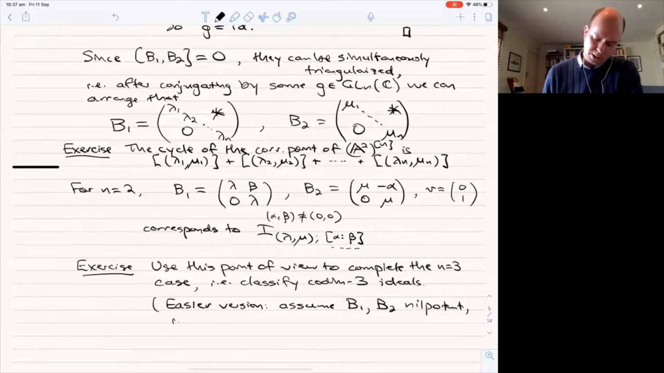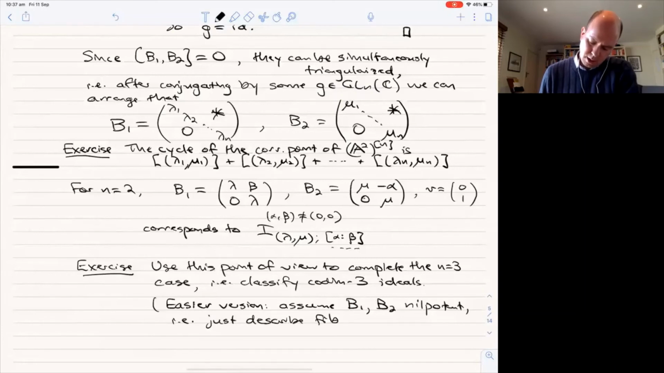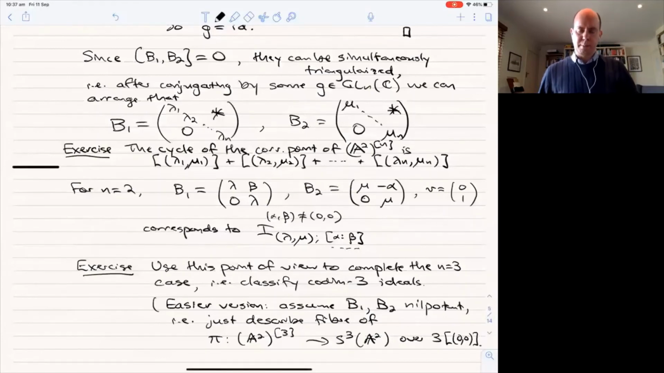So in other words, you're just describing what Emily said was called the punctual Hilbert scheme, where you're just looking at, so this is just describe the fiber of the Hilbert-Chow morphism over the cycle where you have the identity 3 times. So according to the principle I've got here, that corresponds to taking nilpotent matrices, upper triangular, where the diagonal entries are 0.